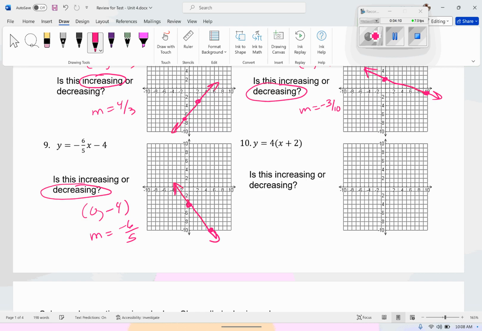Problem number 10, this is in point slope. I have -2, but I don't have anything out there, so nothing out there is 0. So -2, 0. It's right here. And my slope is 4/1. So from this point, I'm going to go up 4, right 1. Connect the dots. As I go right, is my graph going up or down? It's going up, so it's increasing.